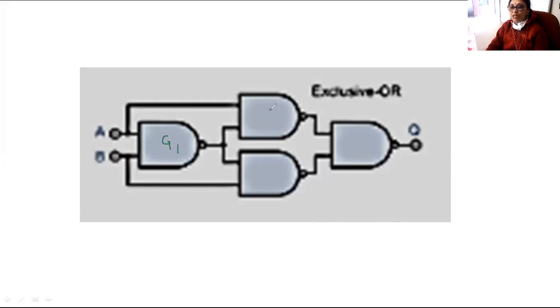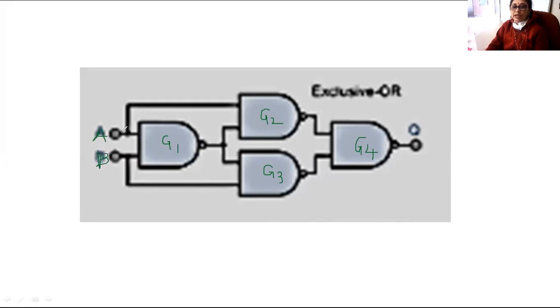Gate number 1, gate number 2, gate number 3, gate number 4. So there are 4 gates. Okay. So this is A and this is B.